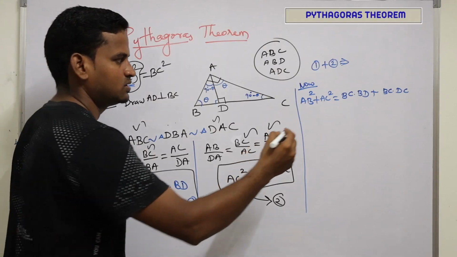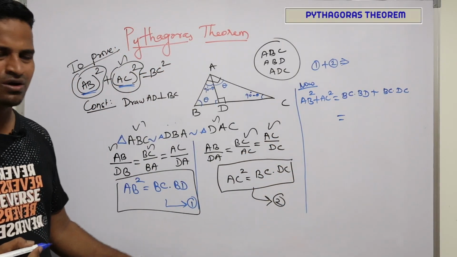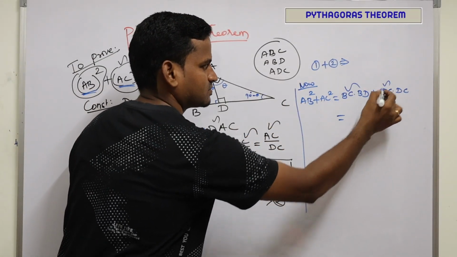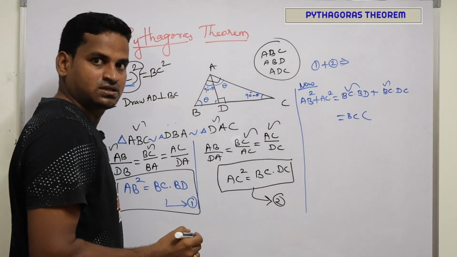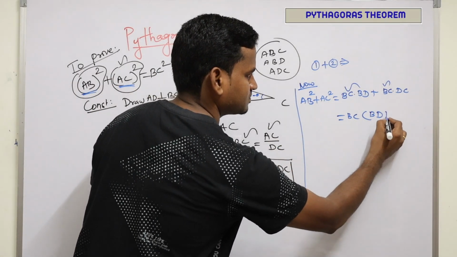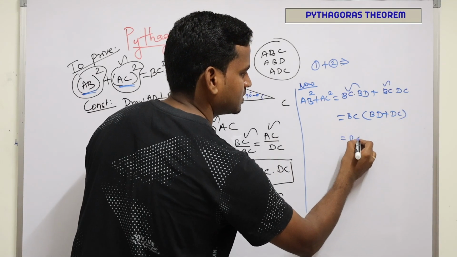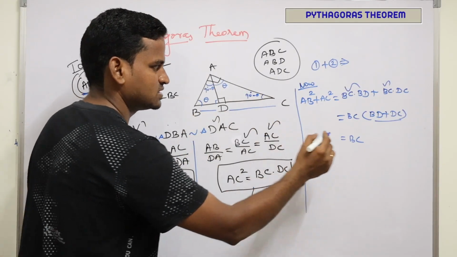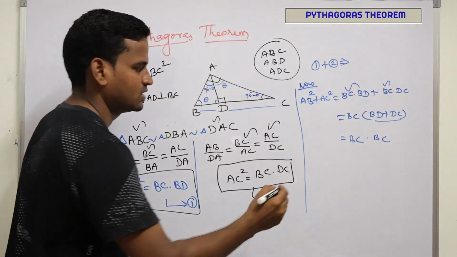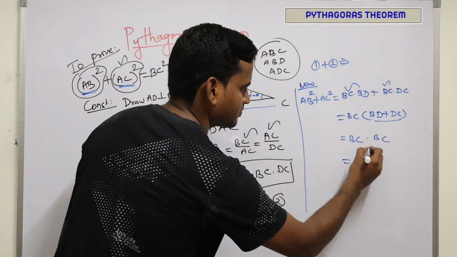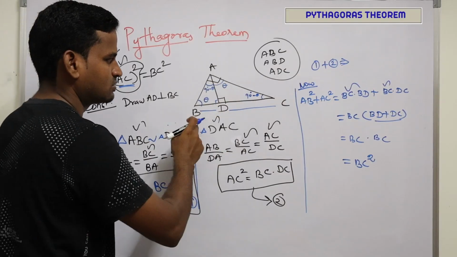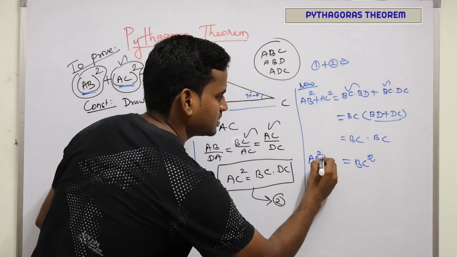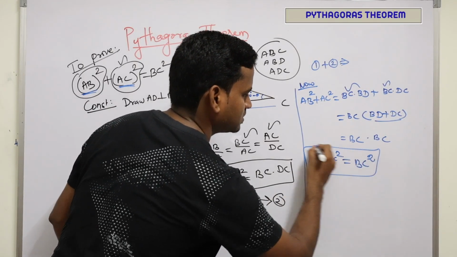Now, on the right hand side you have to prove BC square, so a small modification we have to do. Here BC BD, here BC DC. You take BC outside. If I take BC outside, inside there will be BD plus DC. What is the value of BD plus DC? B to D, D to C, that is BC. So the result is BC square. So AB square plus AC square is equal to BC square.